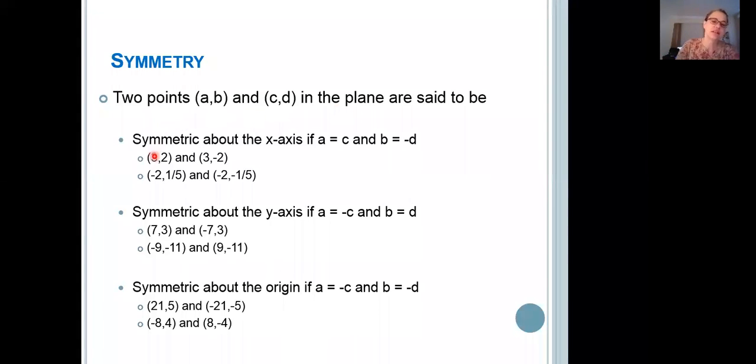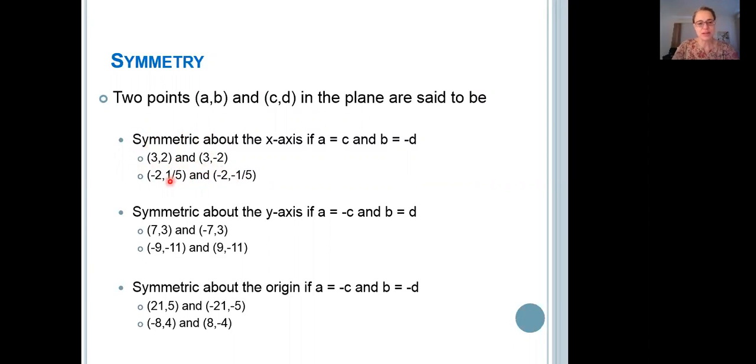So for example, let's look at the points (3, 2) and (3, -2). If we're checking for symmetry about the x-axis, the first thing we check is if their x coordinates are equal. In this case, they are. Then we look to see if their y coordinates are equal in magnitude but opposite in sign. And we've got a 2 and a -2. So yes, they are. So these 2 points are symmetric about the x-axis.